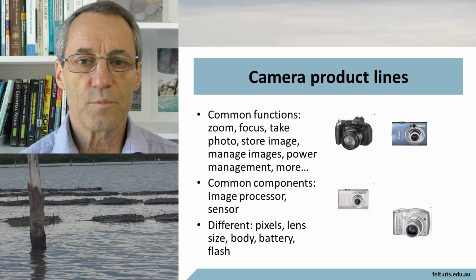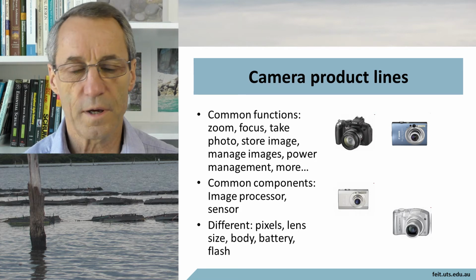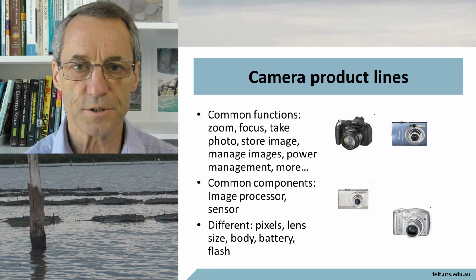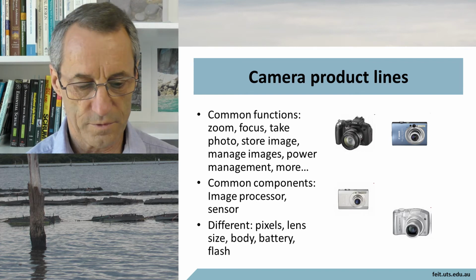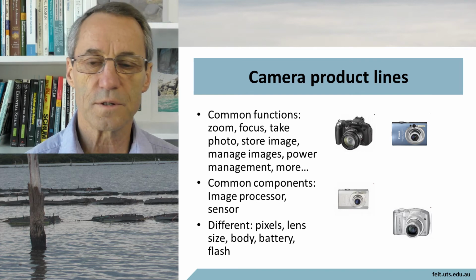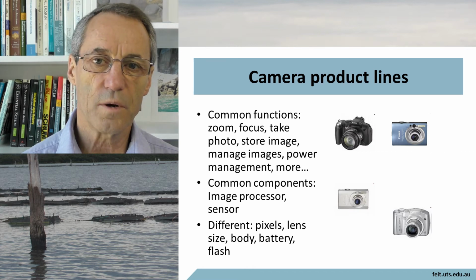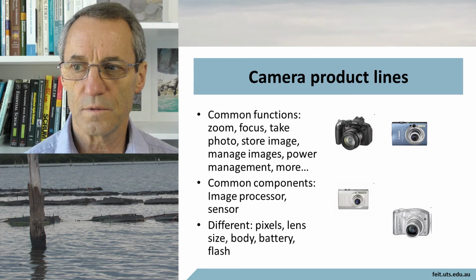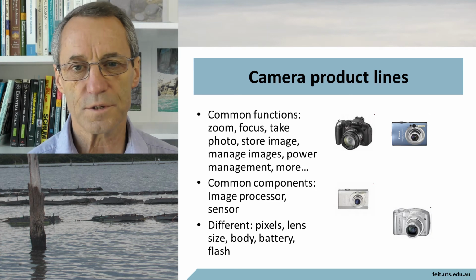Similarly, cameras tend to have product lines as well. Now, I'll pick on a Canon. I happen to use Canons a lot myself. Now, the common functions, they all have to focus, they all have to zoom, they all have to take a photo, they all have to store the image, they all have to process the image in some fashion. There's also power management, and increasingly there's a number of other functions that are coming in, like Wi-Fi connections and things like that.